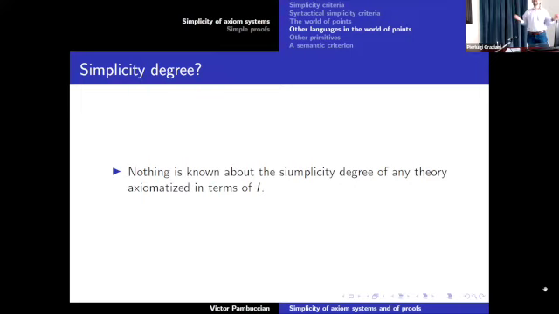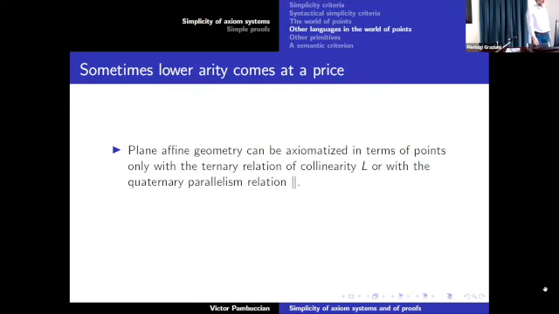Now, what about the simplicity degree of it? Well, nobody knows it. So in other words, how many variables does an axiom of the best axiom system imaginable for Pieri's geometry have to contain? We don't know. Now, sometimes what happens when you have a lower arity relation is you do have to pay. I mean, here we didn't have to pay anything. We dropped from this quaternary relation plus the ternary relation to just one ternary, and we didn't have to pay anything in terms of quantifier complexity.